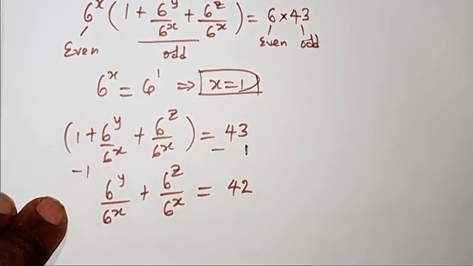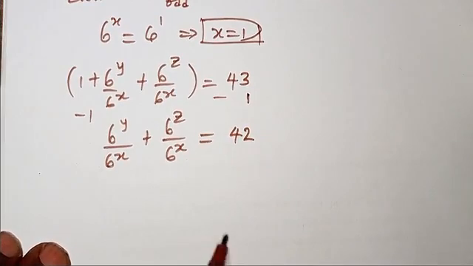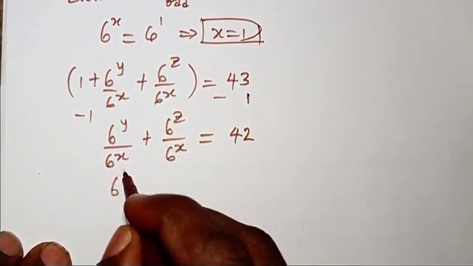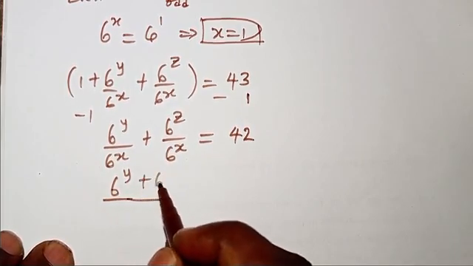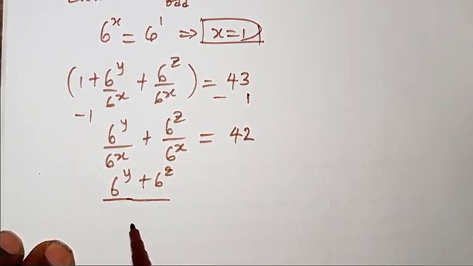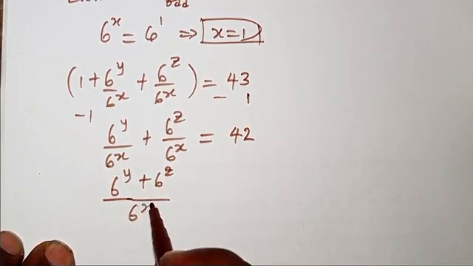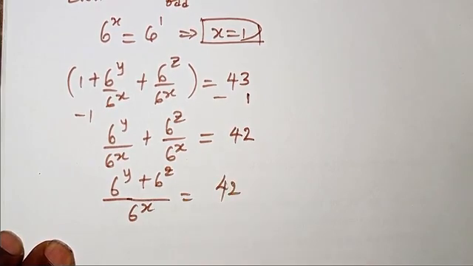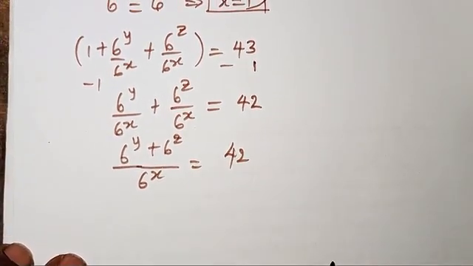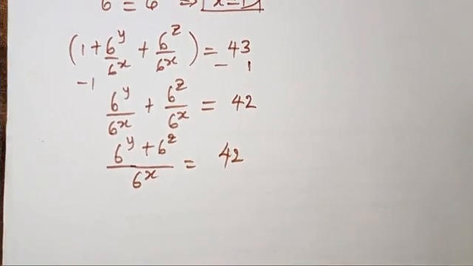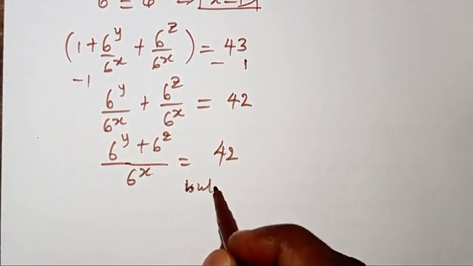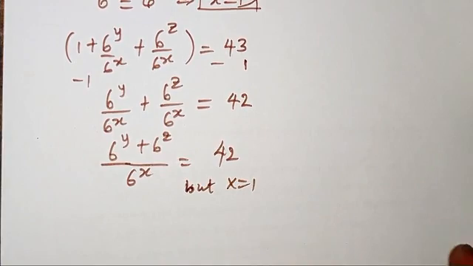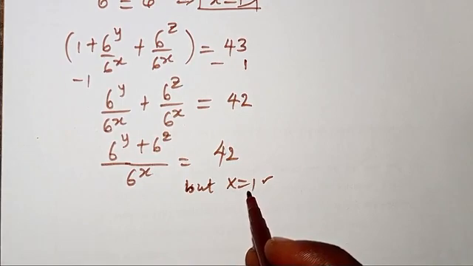Do you understand now? So from here we can see that we have 6 to power y plus 6 to power z, all over 6 to power x, equals 42. Now from there, what are we going to do next? Since we have 42, don't forget that x equals 1 from what we have in the first solution, so whenever we see x now, we replace it with 1. Do you understand now?